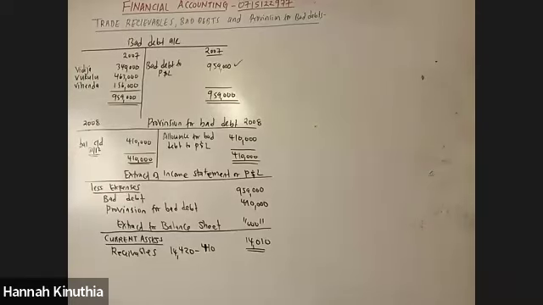Number 2, the bad debts recovered account. Number 3, allowance for doubtful debt. Number 4, extract of the income statement. And number 5, depreciation and disposal.